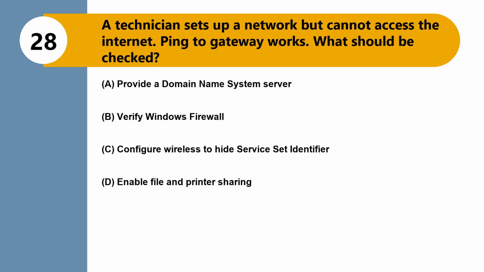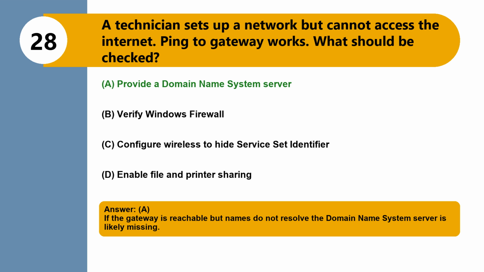Question 28. A technician sets up a network but cannot access the internet. Ping to gateway works. What should be checked? Option A, provide a domain name system server. Option B, verify Windows firewall. Option C, configure wireless to hide service set identifier. Option D, enable file and printer sharing. The correct answer is option A, provide a domain name system server. If the gateway is reachable but names do not resolve, the domain name system server is likely missing.